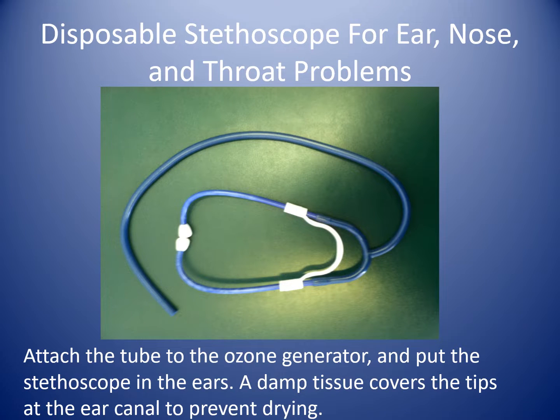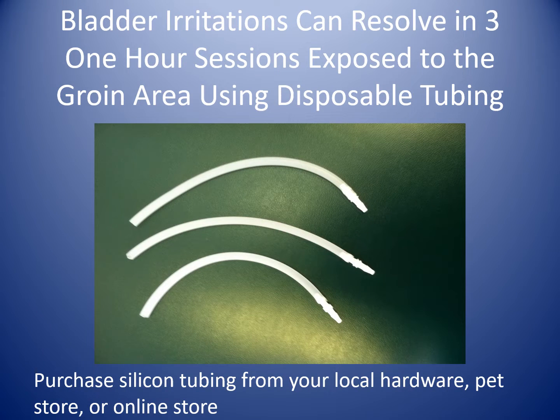Disposable stethoscopes work well to deliver the ozone gas into the ears for ear and sinus problems. Using a small piece of damp tissue will help prevent the drying effects of ozone when applied to the tips of the stethoscope. Tubing can be directed at various places throughout the body to deliver it locally in a problem area.